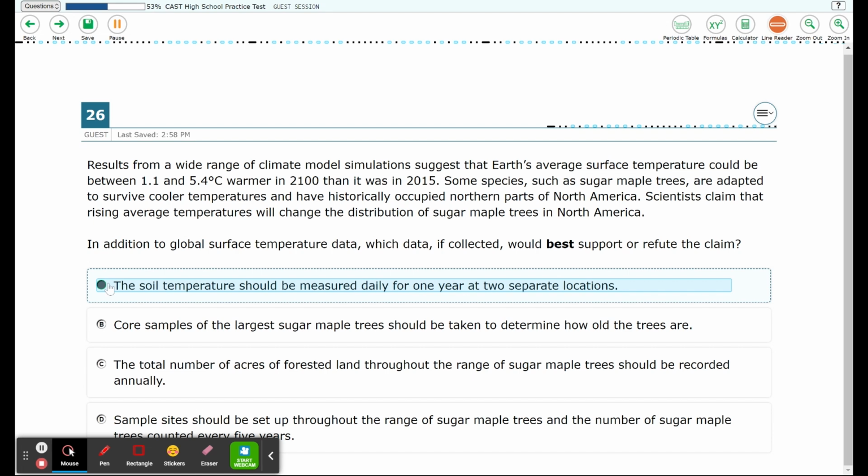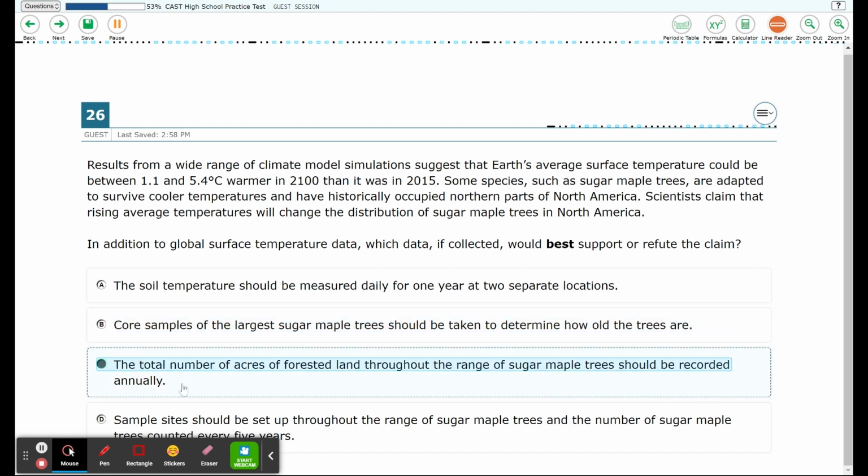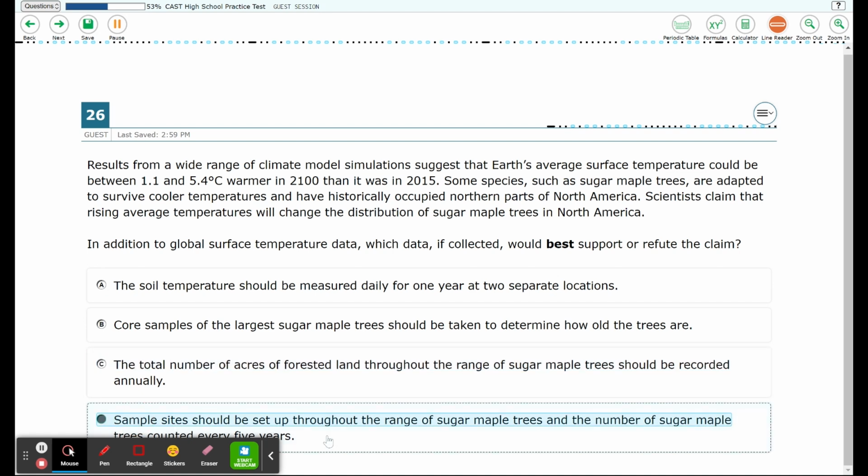A. The soil temperatures should be measured daily for 1 year at 2 separate locations. B. Core samples of the largest sugar maple trees should be taken to determine how old the trees are. C. The total number of acres of forested land throughout the range of sugar maple trees should be recorded annually. D. Sample sites should be set up throughout the range of sugar maple trees and the number of sugar maple trees counted every 5 years. Go ahead and mark your answer now.